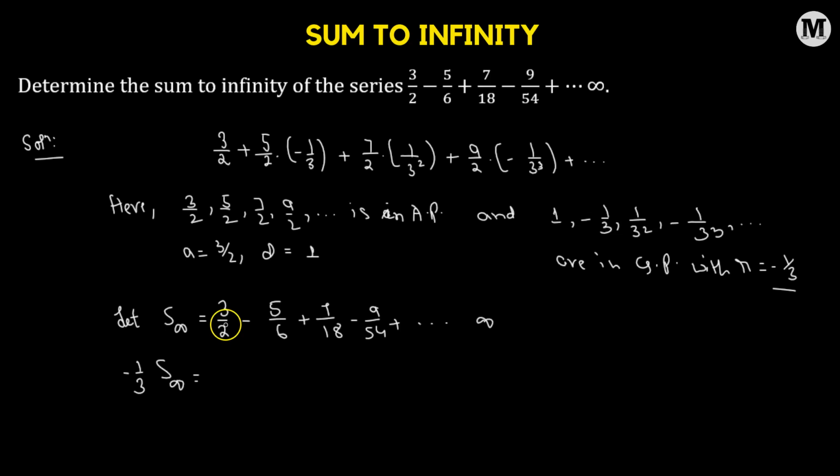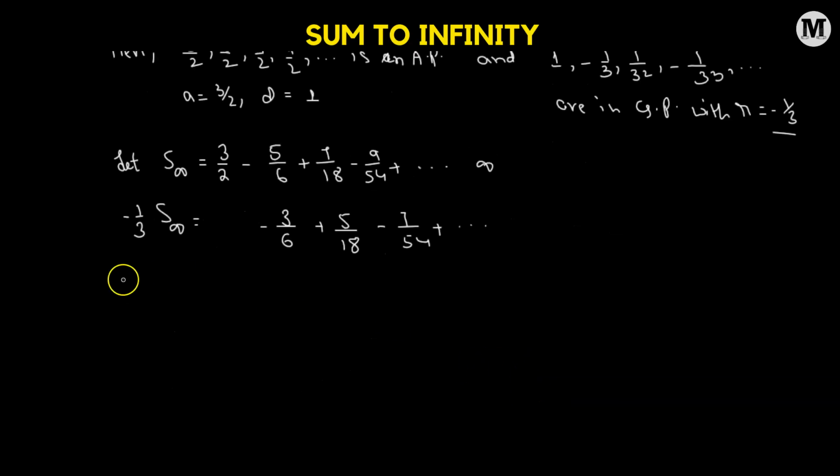So that means we now have 3 over 2. This is the first term. When multiplied by negative 1 over 3, that's going to give us negative 3 over 6, but we're going to write it below negative 5 over 6. Then we have negative 1 over 3 multiplied by negative 5 over 6. That's going to give us positive 5 over 18. Next will be negative 7 over 54, and this is going to continue up to an infinite number of terms.